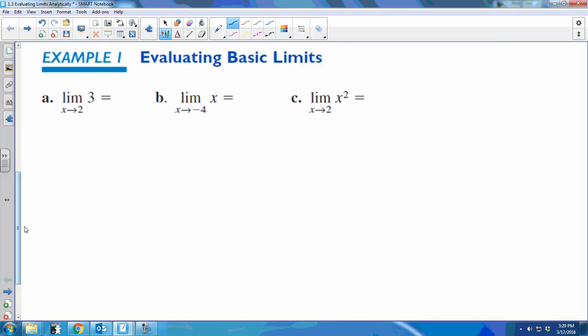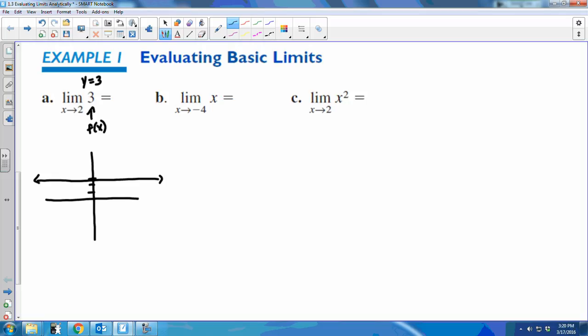For this first one, the limit as x approaches 2 of 3. Now 3 is the equation y equals 3. Remember, this is a function. That's always a function. So this is our f of x. If I graph that, y equals 3 is a horizontal line at 3. There are no holes and no gaps, and there's nothing that's going to make it funky. It's just a straight line at y equals 3.